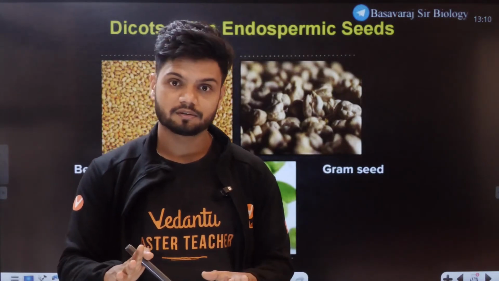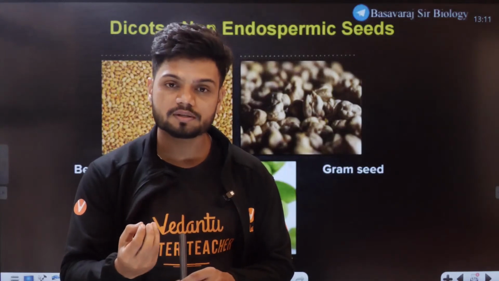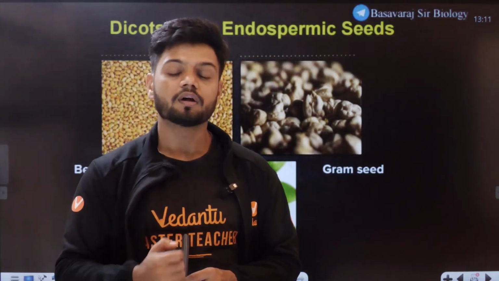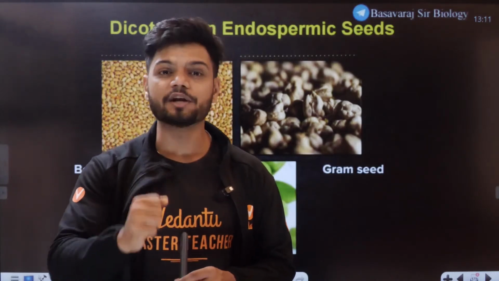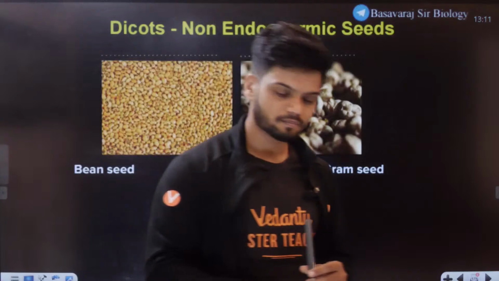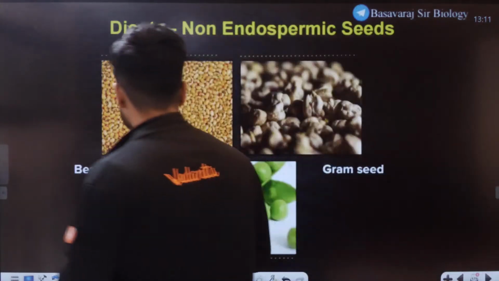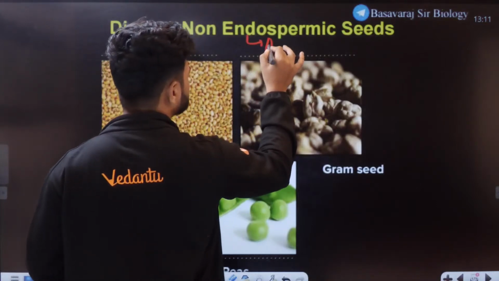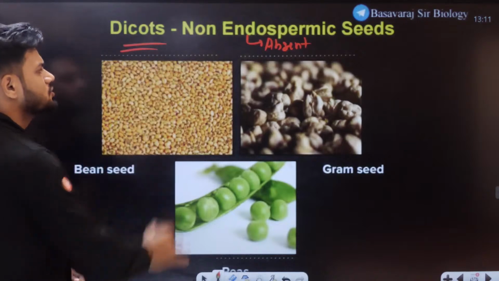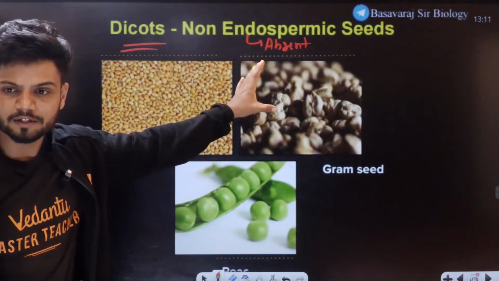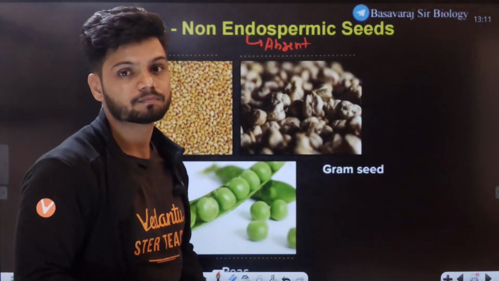Now, but, are there any exceptions in dicot where we can find endosperm? Anyone? Usually in dicots, endosperm is absent here. Generally, it is absent. In the case of dicots, generally endosperm is absent. But is there any exception to this rule? Yes, there is.